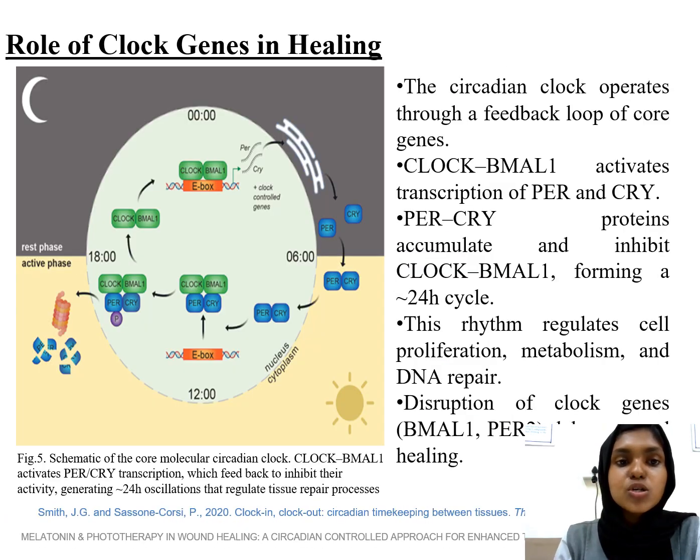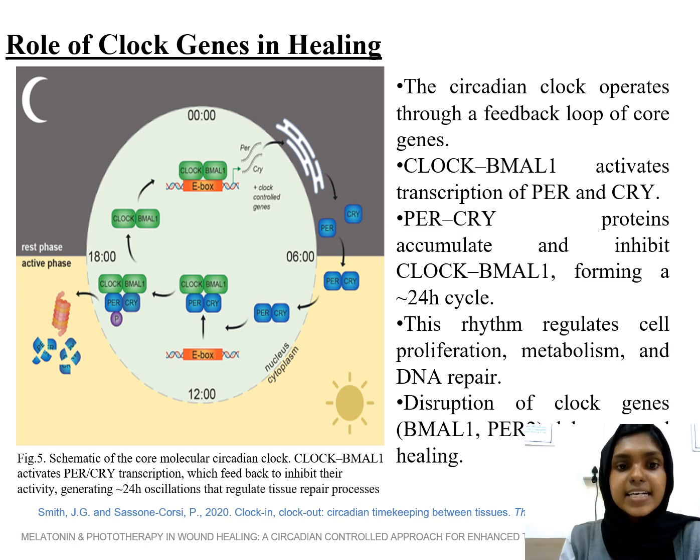This slide shows the role of clock genes in healing. It operates through a feedback loop of core genes. The clock genes are CLOCK, BMAL1, PER, CRY, ROR, REV-ERB, etc. As we can see in the first, the 00 shows the transcriptional activation, which means nuclear phase, CLOCK and BMAL1 form a heterodimer that binds DNA at E-box promoter elements. E-box is the short DNA sequence found in the promoter region of many genes. As we can see, CLOCK-BMAL1 activates transcription of PER and CRY.